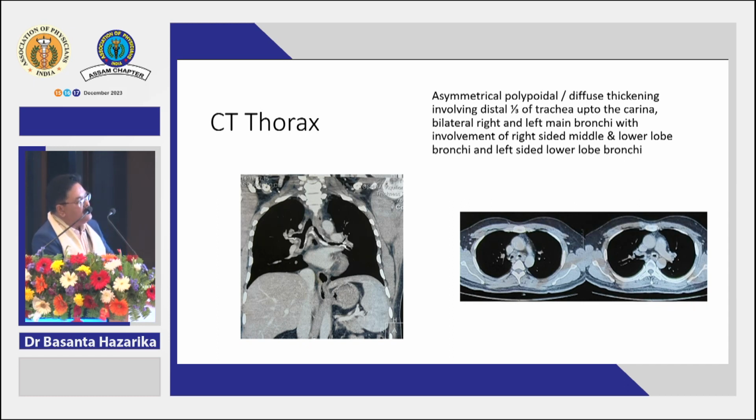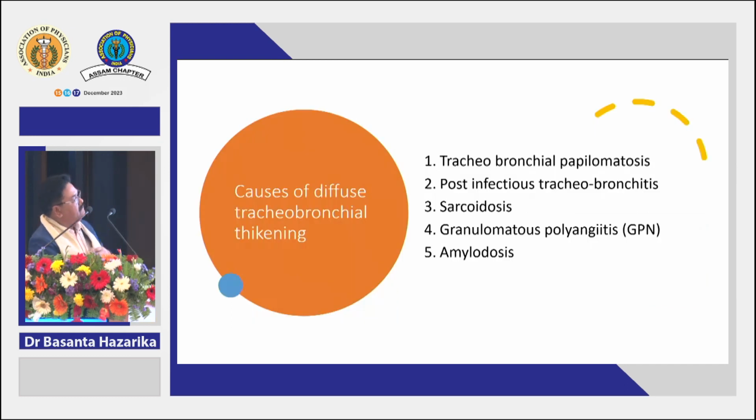Airway thickening and nodularity are mainly found in tracheobronchial papillomatosis, post-infective tracheobronchitis, sarcoidosis, granulomatous polyangiitis, which is also called Wegener's granulomatosis, or amyloidosis. In those cases, we may get nodular infiltration, swelling, and thickening of the airways.